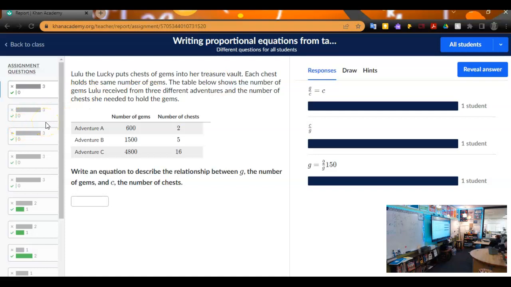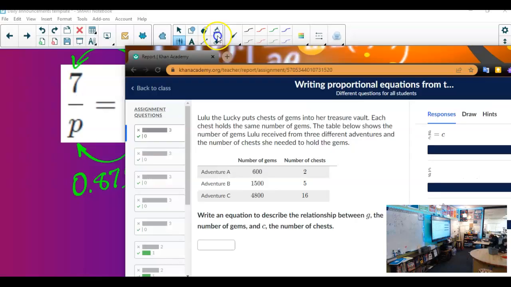All right. If you would like help on writing proportions or proportional equations from tables, that's what we're about to go over. But again, I am recording today, so you could always go back and access the YouTube. Actually, I'm going to put this over into Smartboard so I can write on it. Give me a second to take a picture.